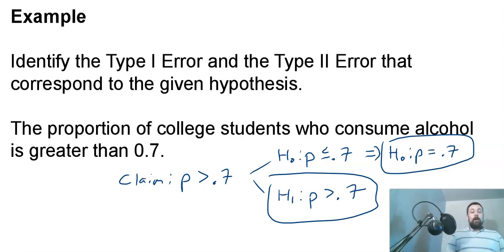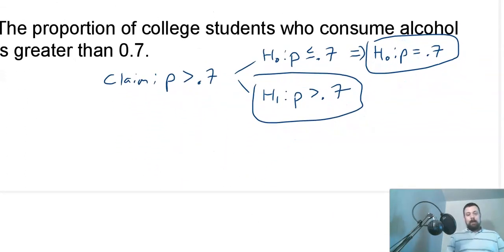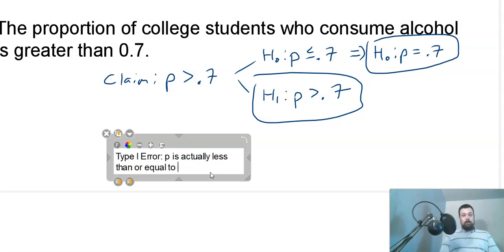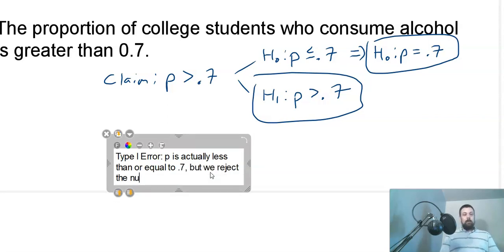Now, if we happen to make a type 1 error, I'm going to type this out, which I found handy last time, when we have a big sentence, instead of trying to write it. So what is a type 1 error going to look like? A type 1 error occurs when p, the population proportion, is actually less than or equal to 0.7, but we reject the null hypothesis.